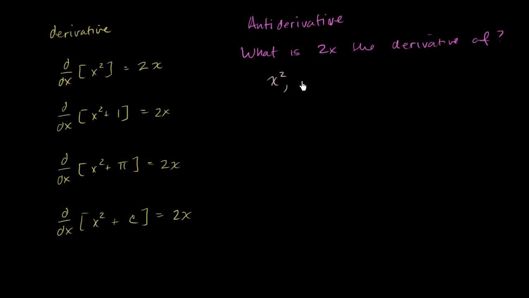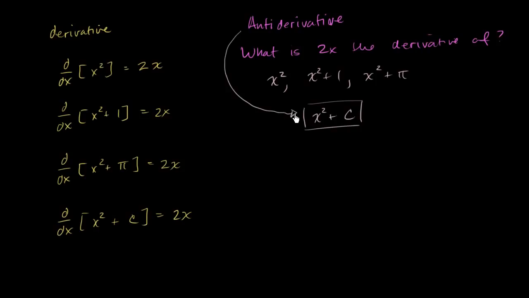You could also say that 2x is the derivative of x squared plus pi. I think you get the general idea. So if you wanted to write it in the most general sense, you would write that 2x is the derivative of x squared plus some constant. So this is what you would consider the antiderivative of 2x.